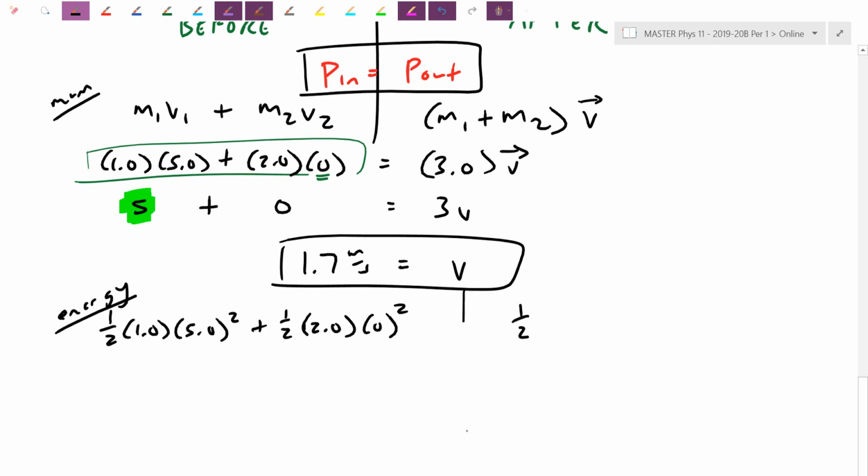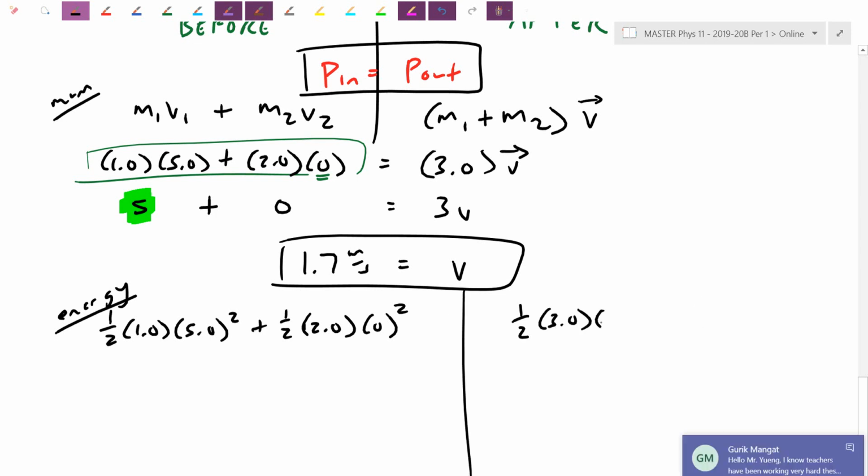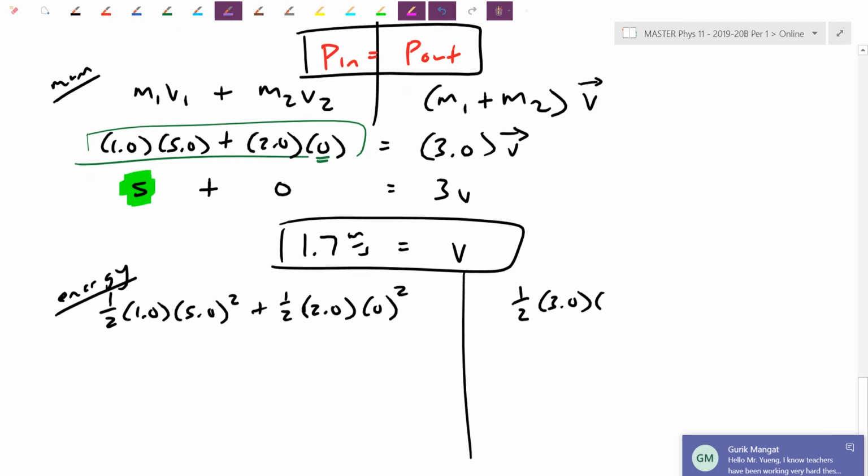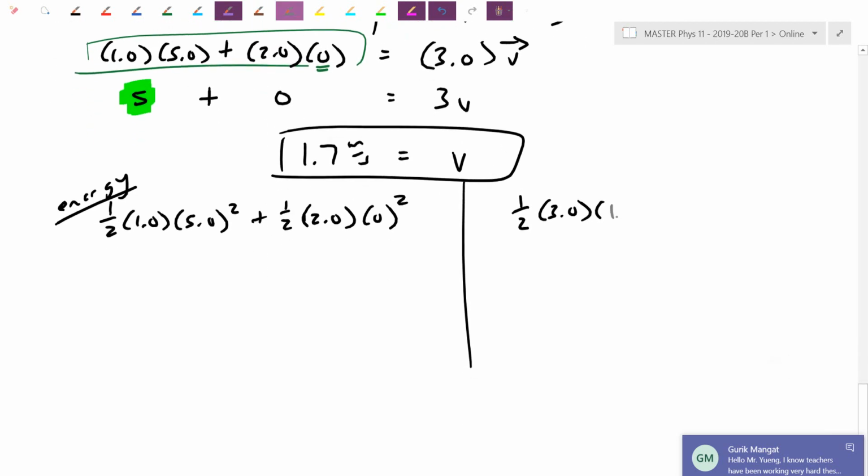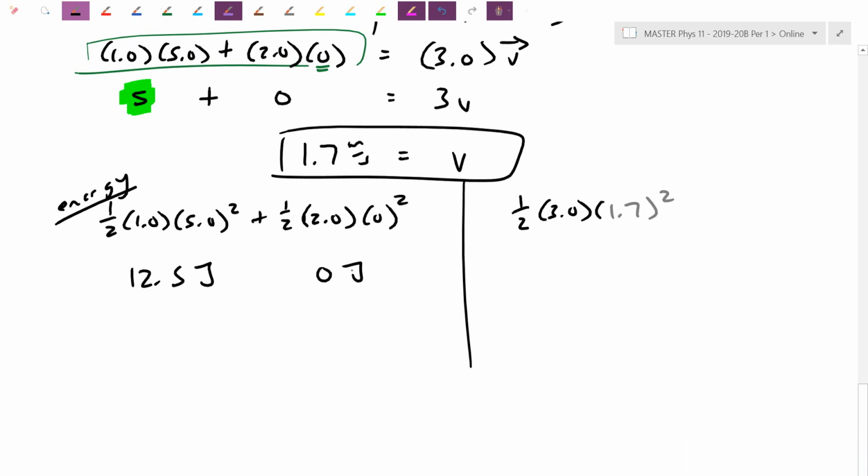At the end I only have one object, so half times a 3 kilogram object. I just calculated this one here being 1.7, so can we go 1.7 squared? So let's just figure out here, I'm going to have 0.5 times 1 times 5 squared. Starting energy was the same 12.5 as earlier. This one here had no joules. 0.5 times 3 times 1.7 squared gives me 4.3.